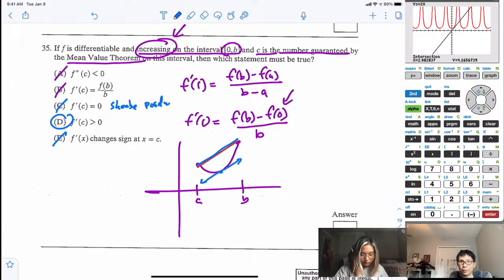So which one must be true is like being a detective. You have to disprove all the possibilities. It leaves the only one possibility. That's the one that you want.